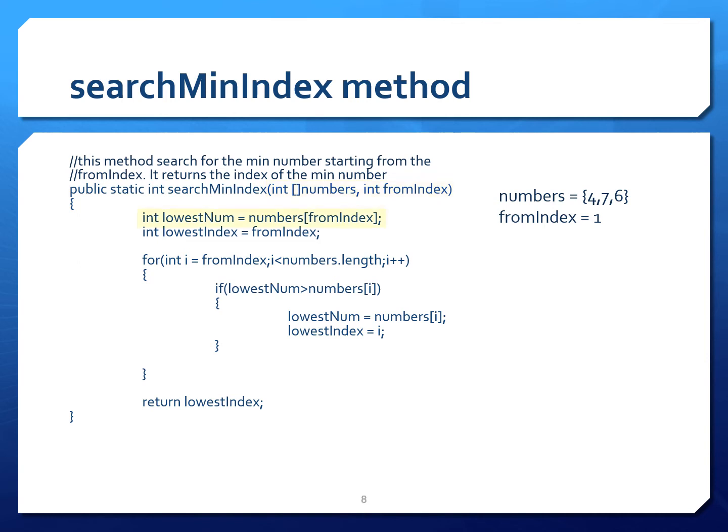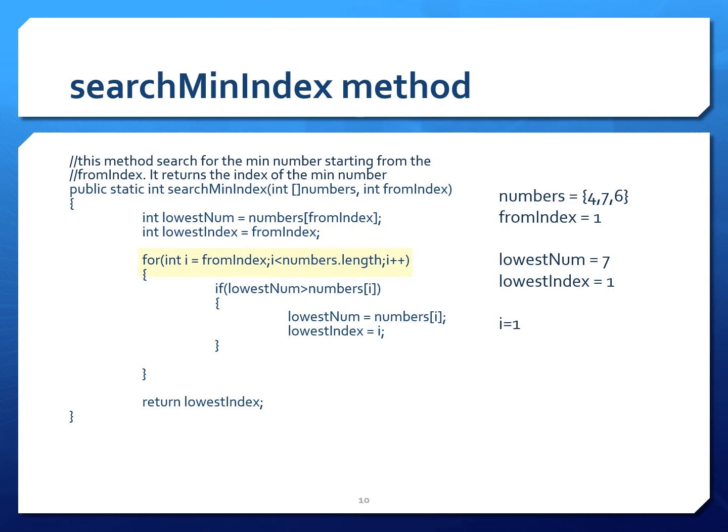First, we assign the integer in the numbers array at index fromIndex to the variable lowestNum. As fromIndex has the value 1, lowestNum will have the value 7. Next we assign the value of fromIndex to the variable lowestIndex. So lowestIndex will have the value 1.